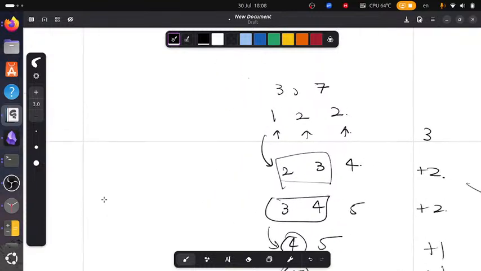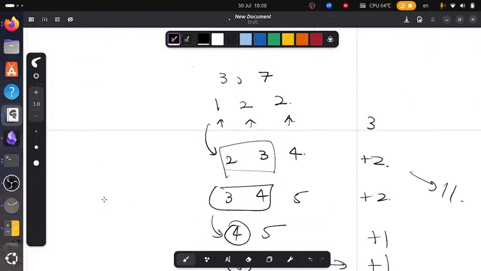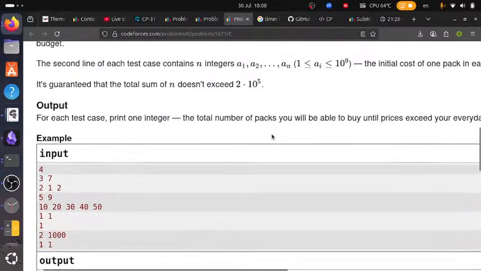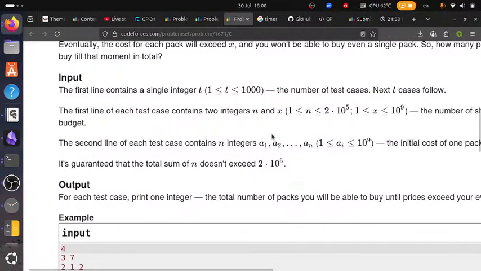So this looks like a prefix sum problem to me. So what we are supposed to do is, so what are the constraints? The constraints are x is 1e9.